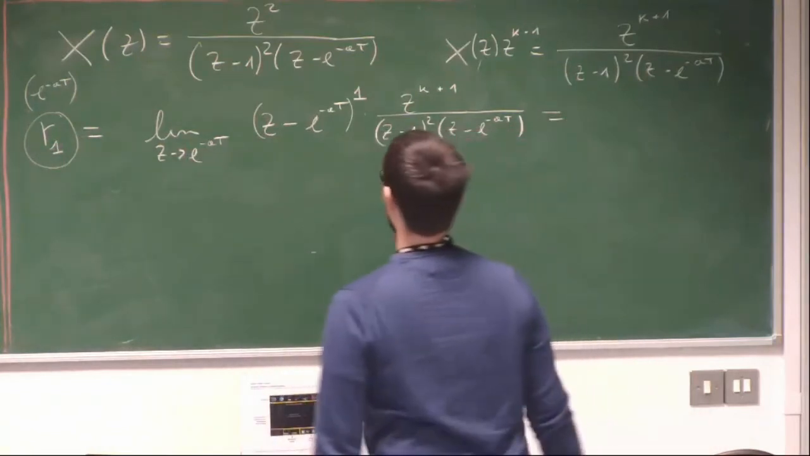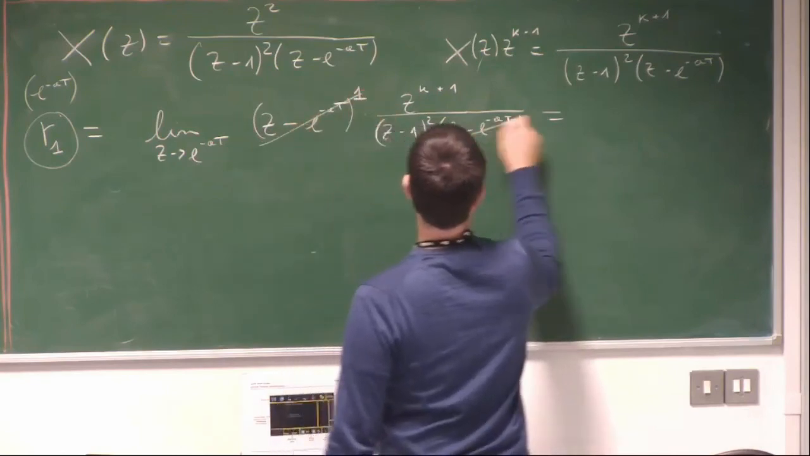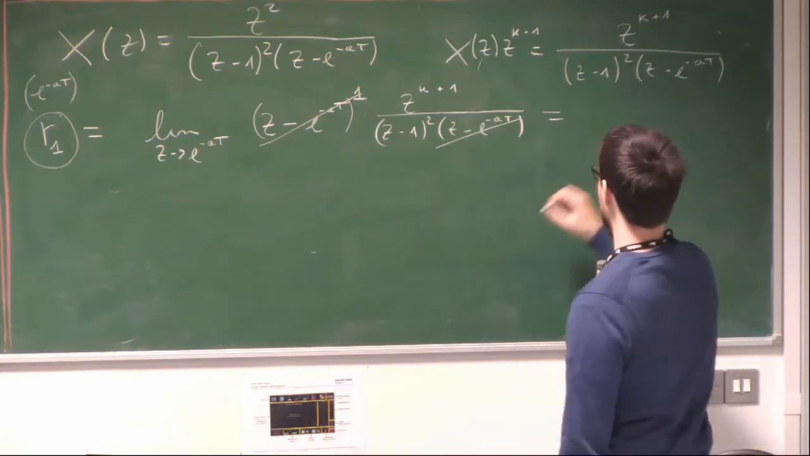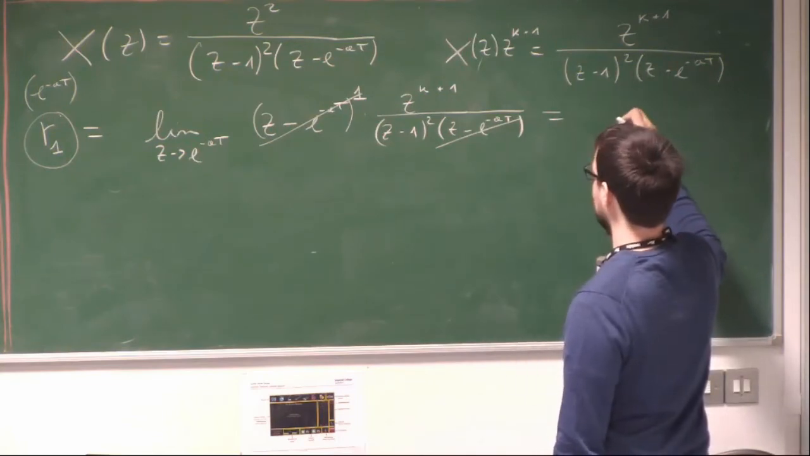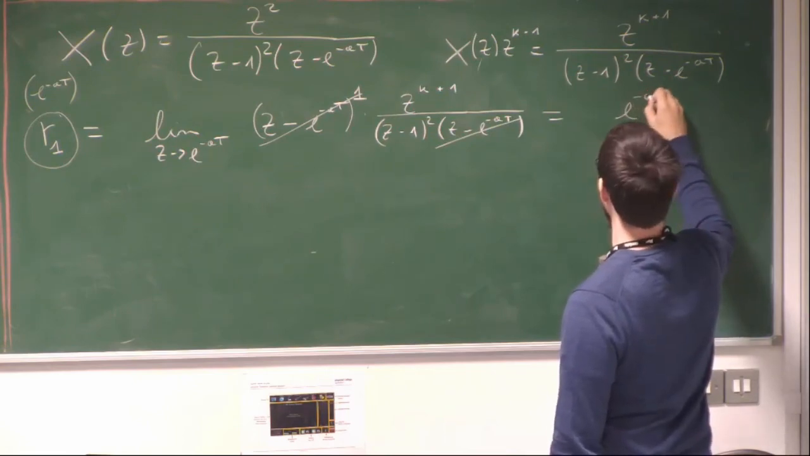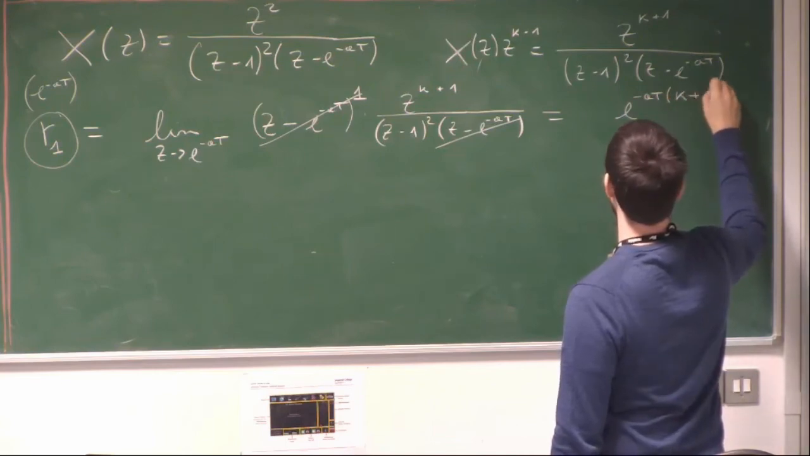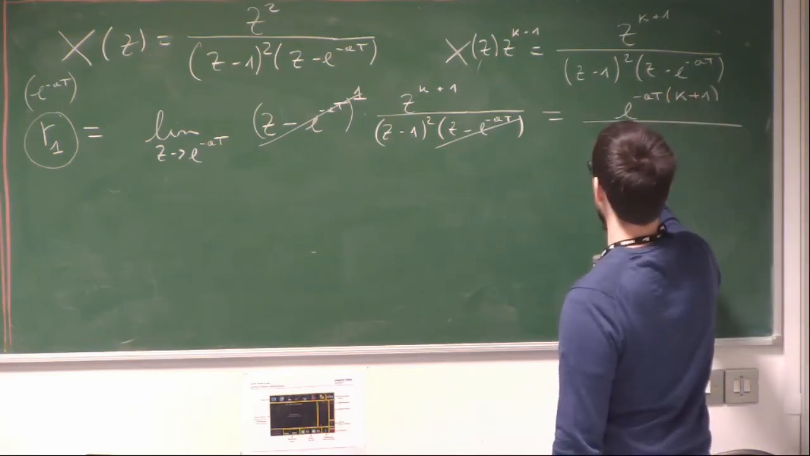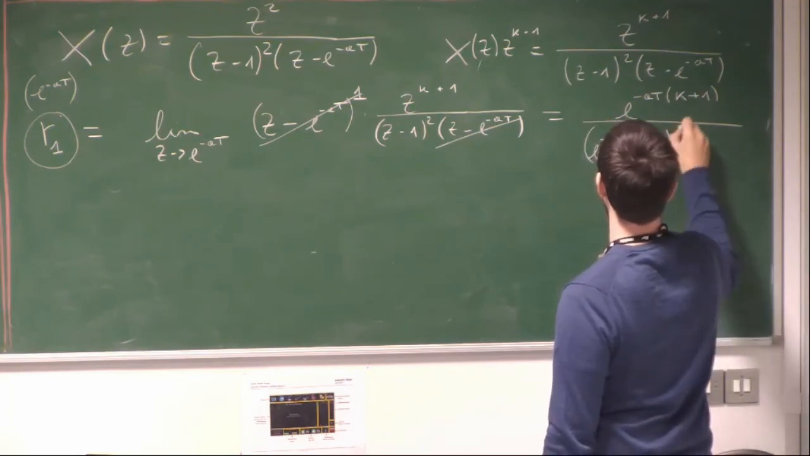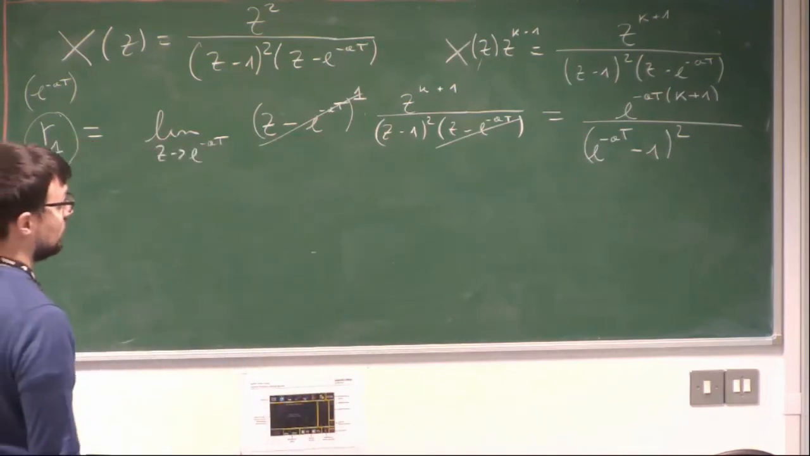So let's compute this residue. You see that this expression and this expression will cancel. And then we replace z with e^(-at) in this expression. And so we obtain (e^(-at))^(k+1) divided by (e^(-at) - 1)^2. Okay? So that's the first residue that we obtain.